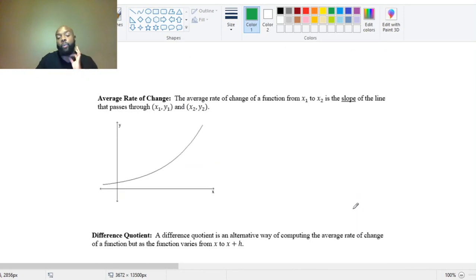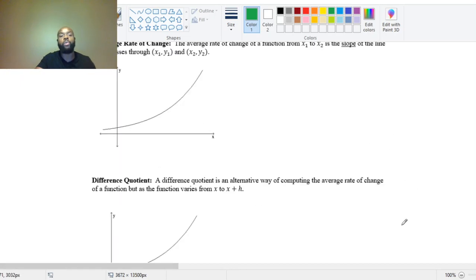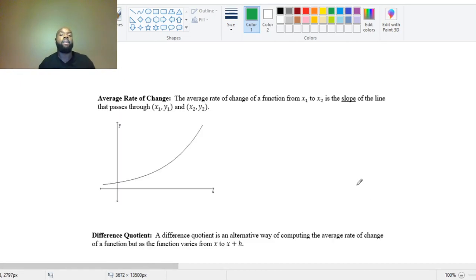The last two topics are related to each other. This is an important calculus topic because it has to do with rates of change, which is the topic of calculus. And so we will revisit this concept as we go through studying calculus.